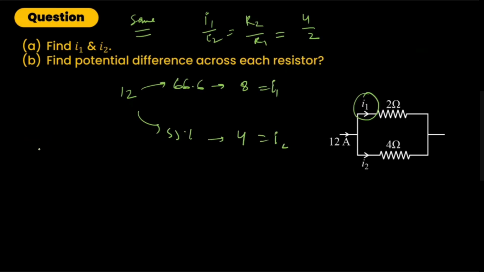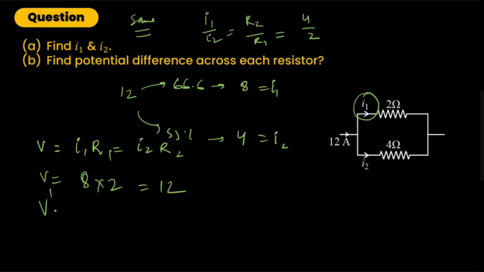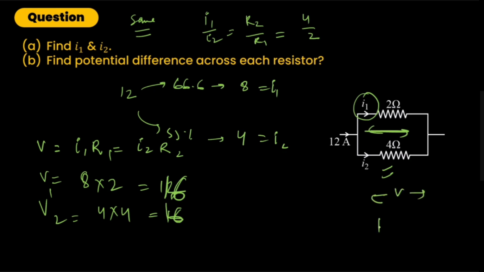And we can say that the potential difference V should be I1R1 or either I2R2. So I1 is 8, so 8 times 2 is 16. Similarly, let us find V2 for this resistor also. So it should be 4 times 4, which is again 16. So both are 16. This also proves that our answer is correct because potential across parallel circuits is the same.